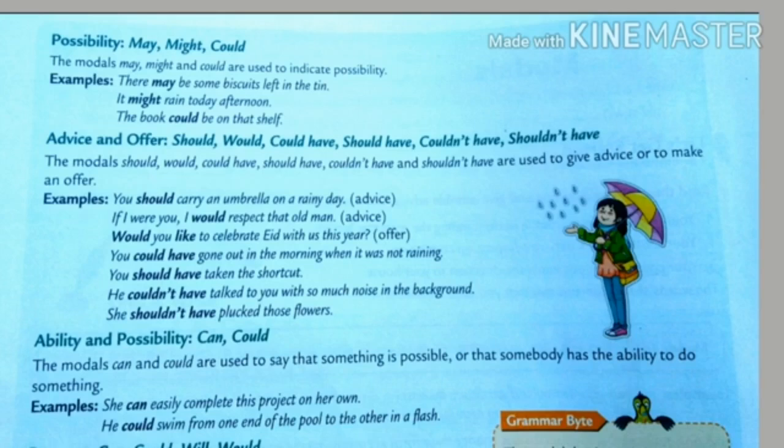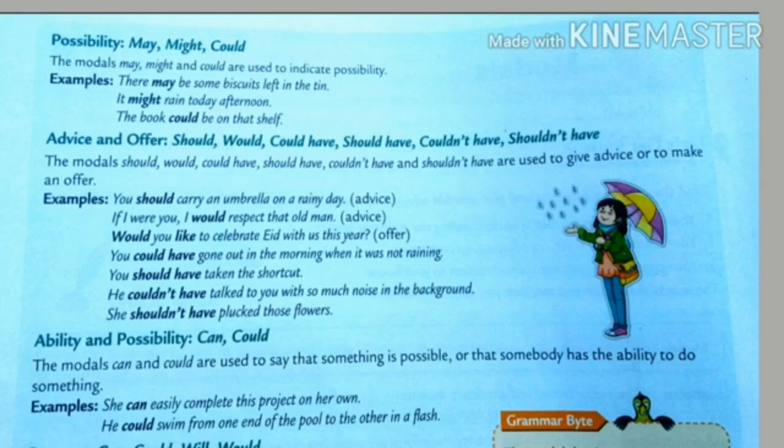Ability and possibility. Can, could. The modals can and could are used to say that something is possible or that somebody has the ability to say or to do something.